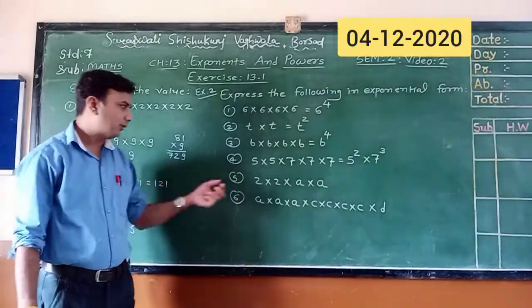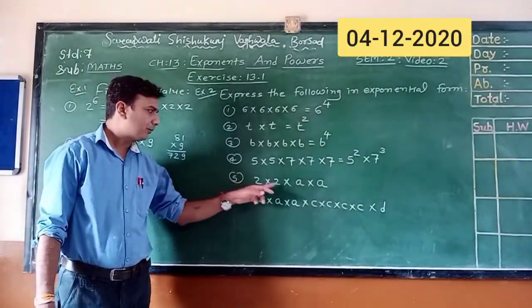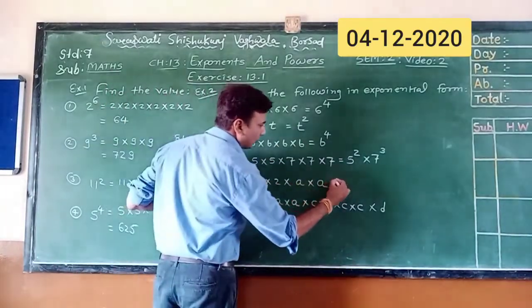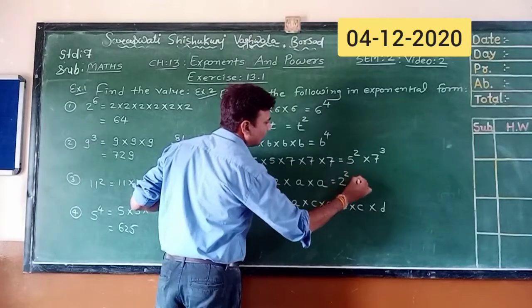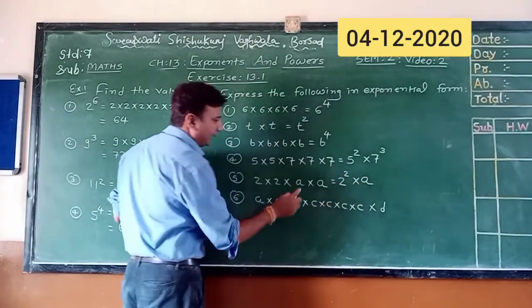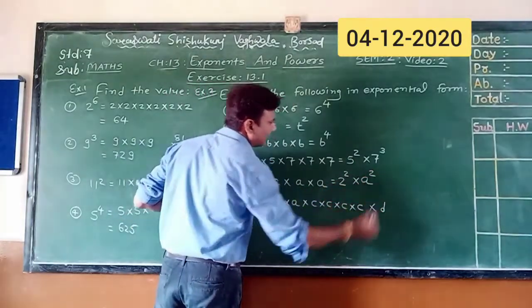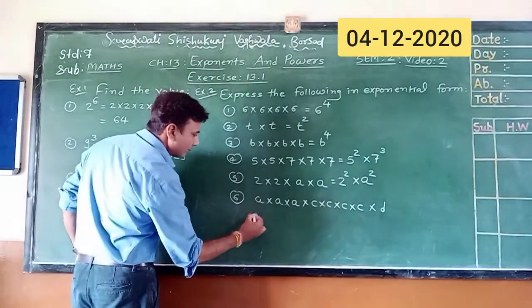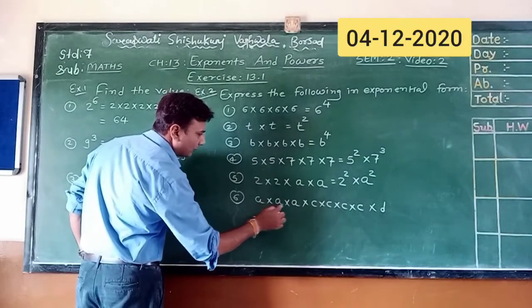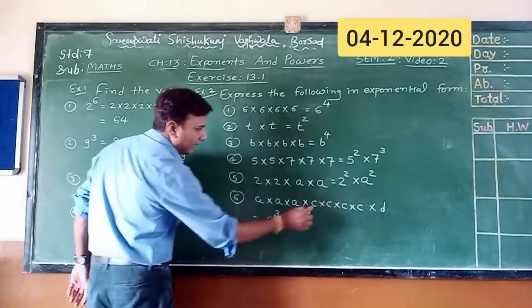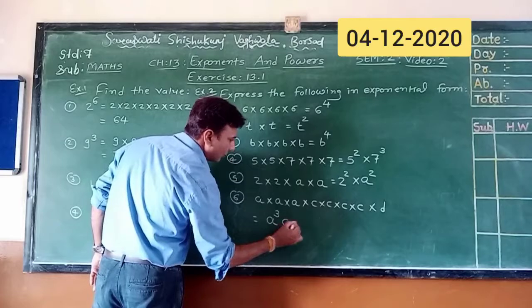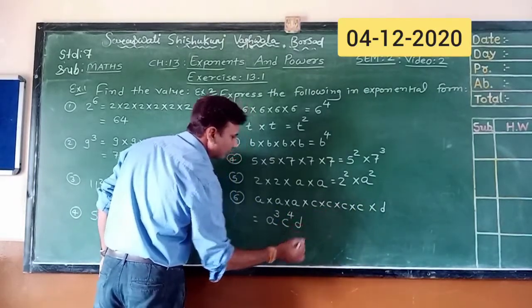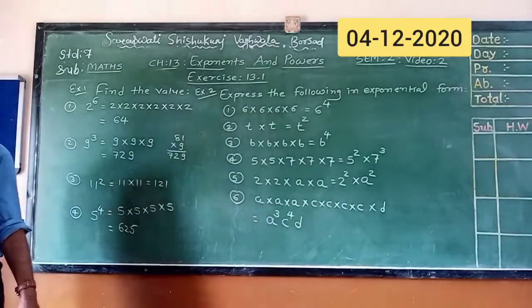Understood? Now this sum: 2 multiply a multiply a. 2 came 2 times, so we can write 2 raised to 2, and a came 2 times, so a raised to 2. Now here a came 3 times, so we can write a raised to 3, and c came 4 times, so c raised to 4, and d 1 time. This is its exponential form.